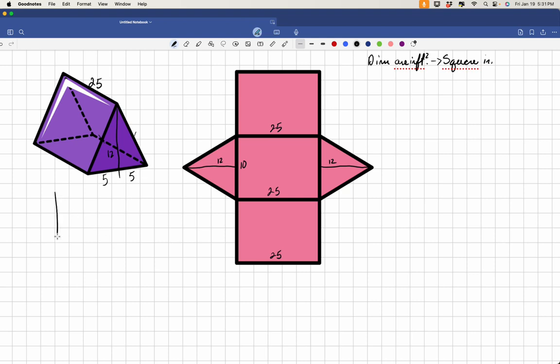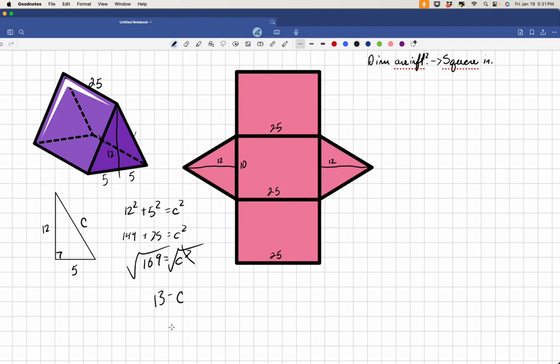That gives us a right triangle of 12 and 5, and here is our hypotenuse, C. So all we have to do is use Pythagoras' theorem. 12 squared plus 5 squared is equal to C squared. That's going to be 144 plus 25 is equal to C squared. 169 is equal to C squared. Unsquare both sides. 13 is the length of C.